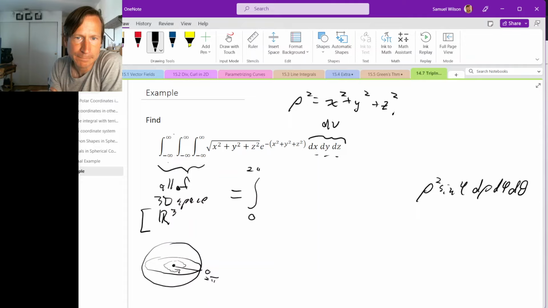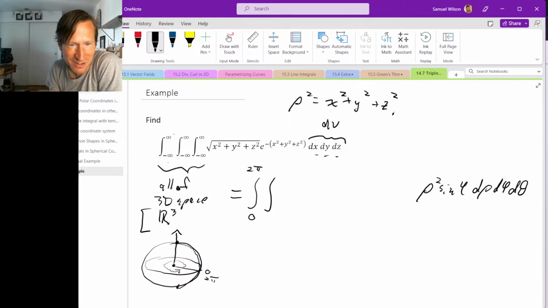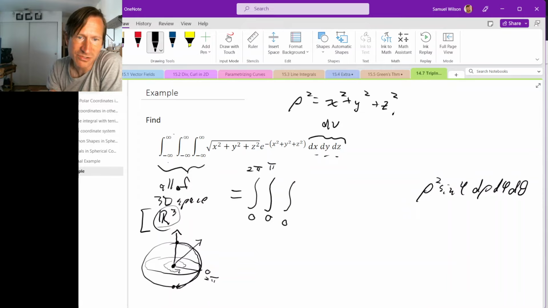What phi values do we need? So remember, phi is measured from the positive z-axis. So we need to start going directly up, and then to get all of the sphere, we have to go from directly up all the way down to directly down. So that's from 0 to pi. And then for rho, we have to go from the origin, that's at rho equals 0, out to, well, to cover all of 3D space, we're going to get infinitely far from the origin, so rho has to go all the way up to infinity. Well, not to infinity, but it has to approach infinity. So these are the bounds that we get for rho, phi, and theta.